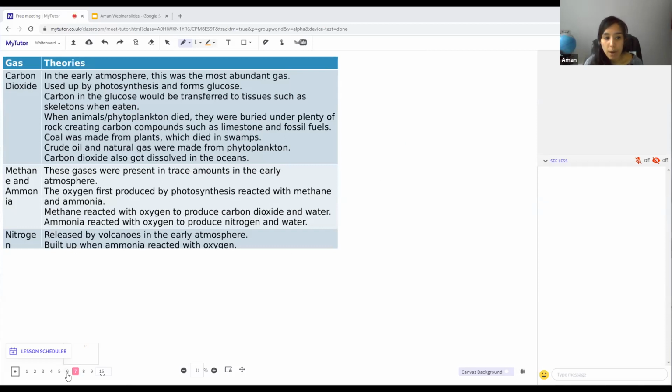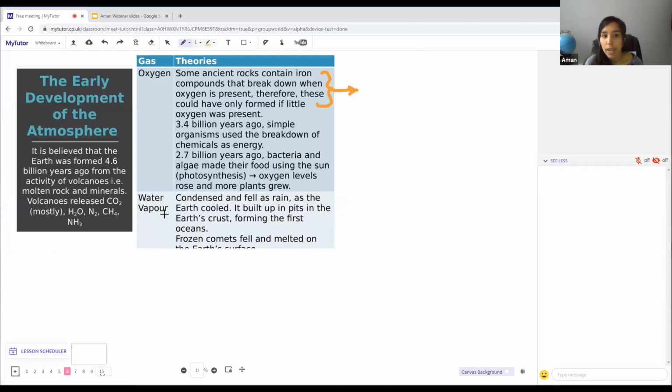Someone's asking me, how was water formed? As I said, I've just explained that. So it came from water vapor released by the volcanoes that then condensed and fell. So that's how water was formed.